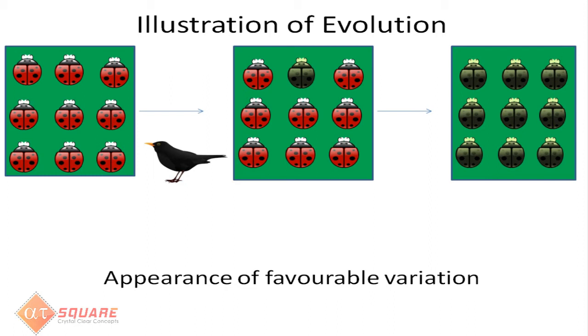As a result, the population of green beetle increases relative to the red ones in the beetle population. The origin of green beetles happened by chance, but it had survival benefit to the beetle. Finally, the green beetles could survive and multiplied in the surrounding.